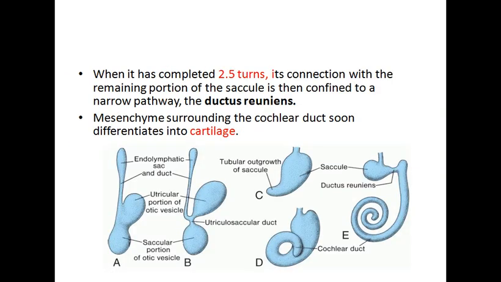When the proper 2.5 turns are completed of the cochlear duct, its connection with the remaining portion of the saccule is confined to a narrow pathway. इसको हम नाम देते हैं ductus reuniens. ठीक है, जो ये tubular growth थी, जिस तरह से cochlear duct बनने लगी, जब 2.5 turns हो गए, now it is elongated so much that अब इस saccule के साथ it is just connected through a narrow connection which is known as ductus reuniens, right? Now the surrounding mesenchyme जो इसके आसपास था, अब वो differentiate हो जाएगा into the cartilaginous tissue, right?